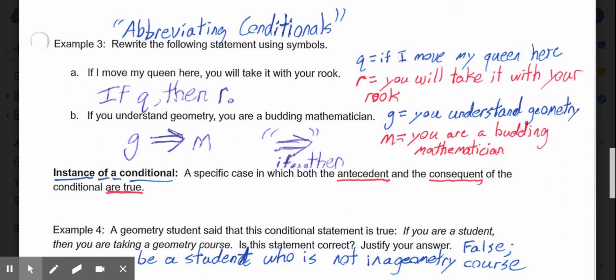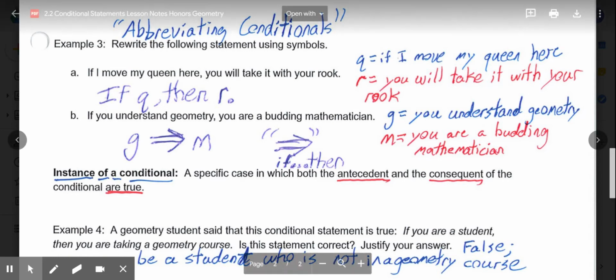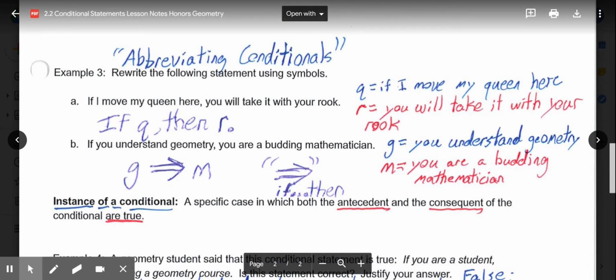Then example 3 asks us to rewrite the following statements using symbols. So we can also call this process abbreviating conditionals. So if you're ever exposed to or hear the term abbreviating conditionals, that means that you are rewriting the following statement using symbols. So you're abbreviating the wording using symbols mathematically.